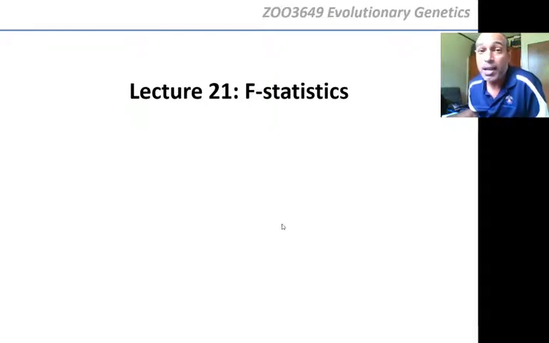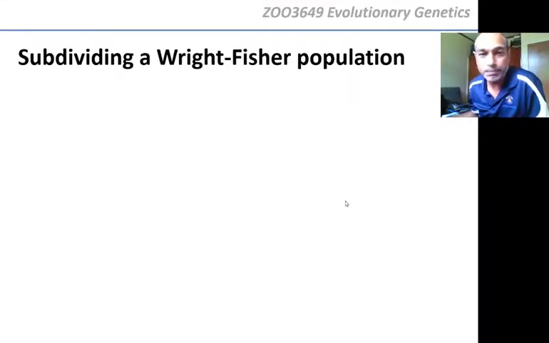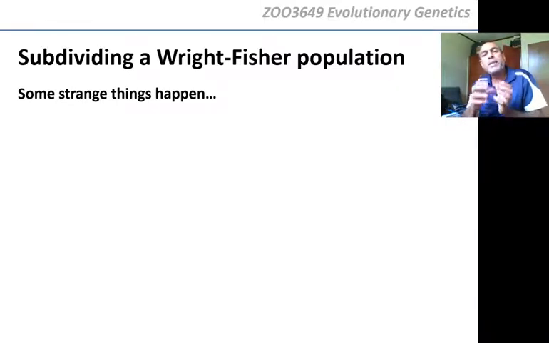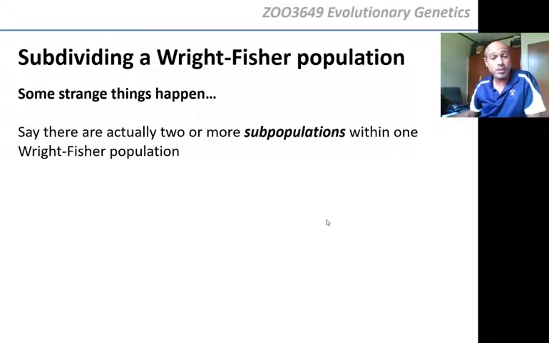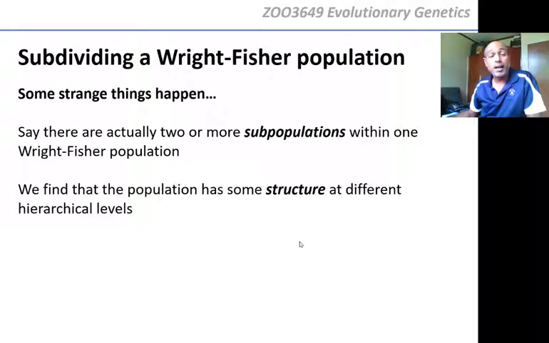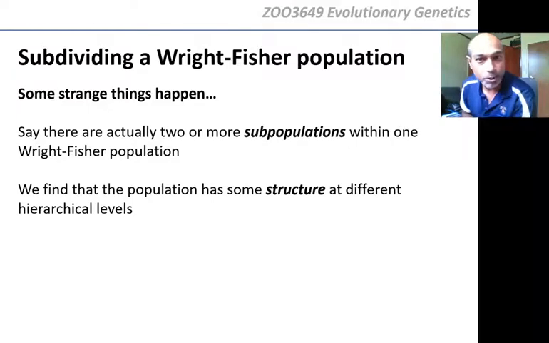And F-statistics are very, very important to know, because a lot of genetics and evolution is based around these early ideas by guys like Wright and Fisher. So when we subdivide the Wright-Fisher population into smaller populations, so there's more than one population inside it, strange things tend to happen. What we find is that there are different hierarchical levels of a population, remember?